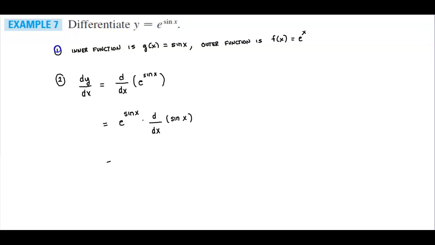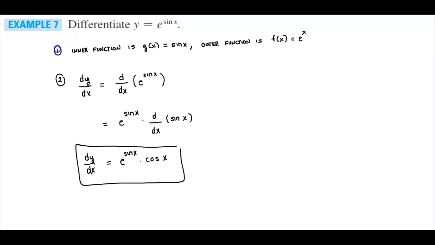So what that equals is we end up getting e to the power of sine of x. And what is the derivative of sine of x? Well, that's the cosine of x. And so therefore, there is the derivative of that function.